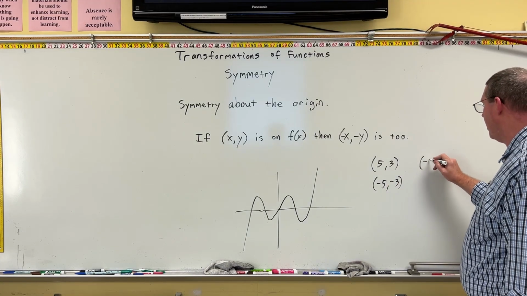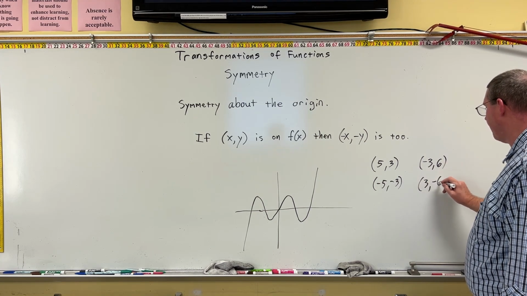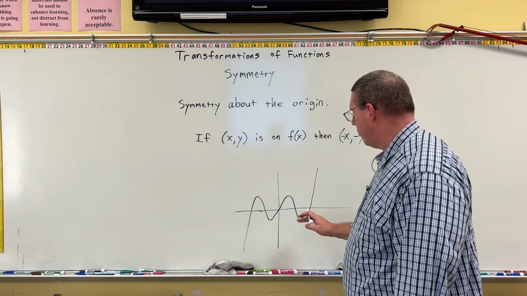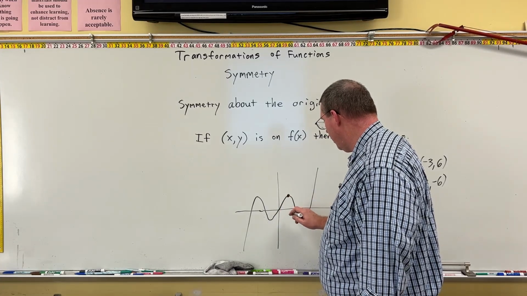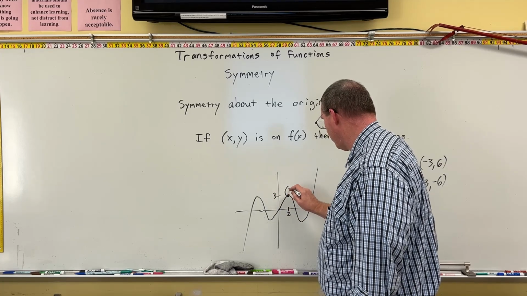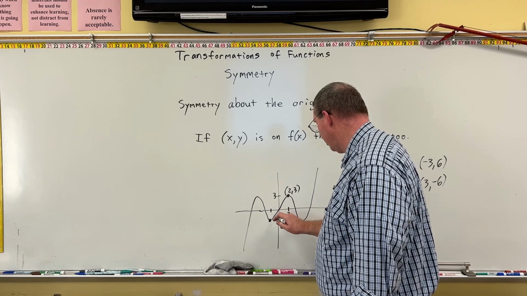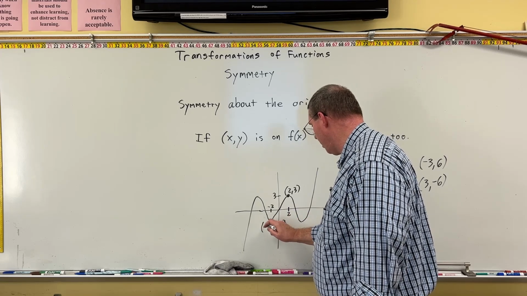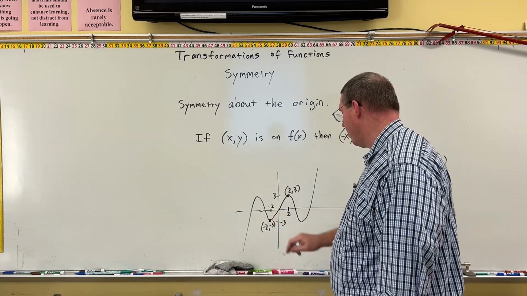Similarly, if we have the point (-3, 6), then the point (3, -6) is also on the function. Graphically speaking, let's say this point right here is the point (2, 3). Then this point right here is actually (-2, -3). So we have (x, y), and then we have (-x, -y).